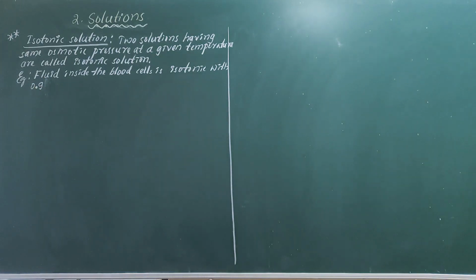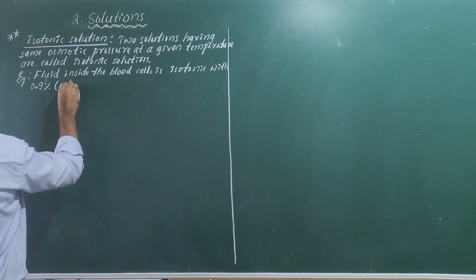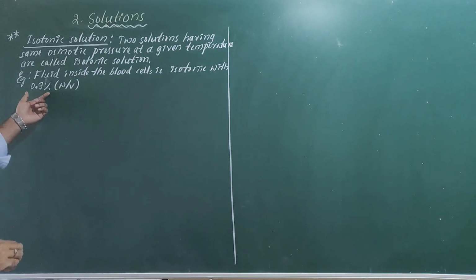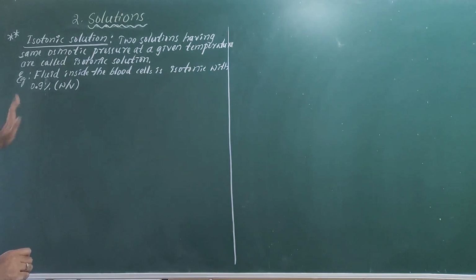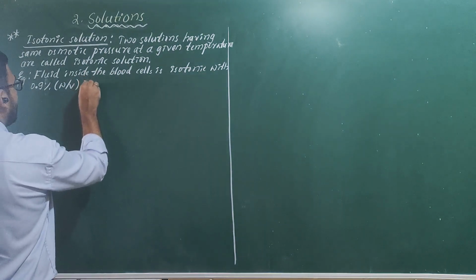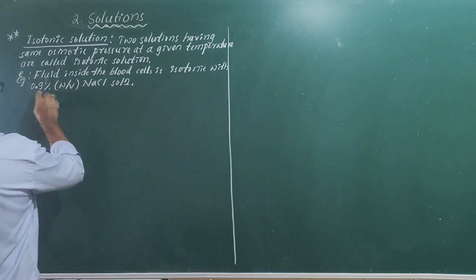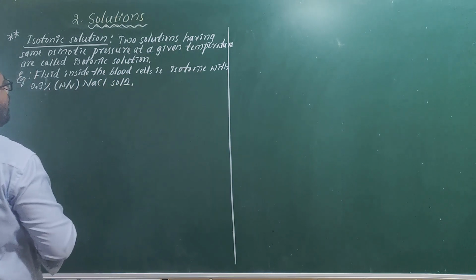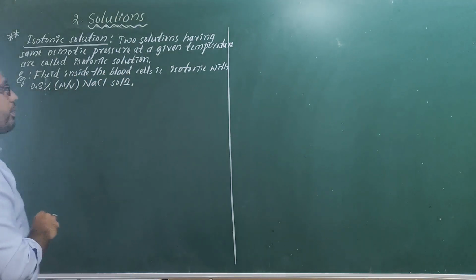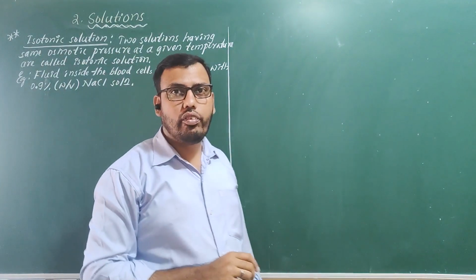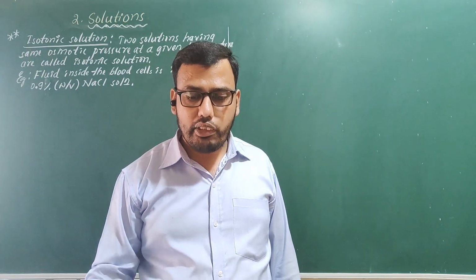0.9% mass by volume. You know the meaning of mass by volume percentage; already we have told you while discussing the concentration units. 0.9% mass by volume NaCl solution, so it is the standard one. The fluid inside the blood cell is isotonic with 0.9% mass by volume of NaCl solution, which is also known as normal saline.